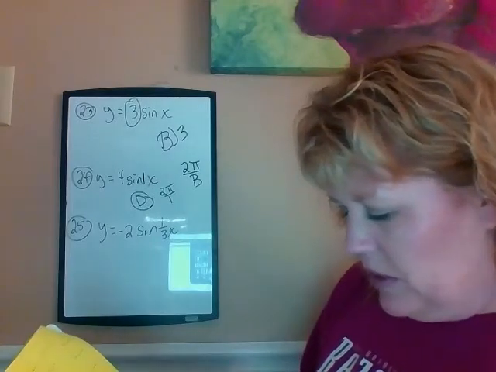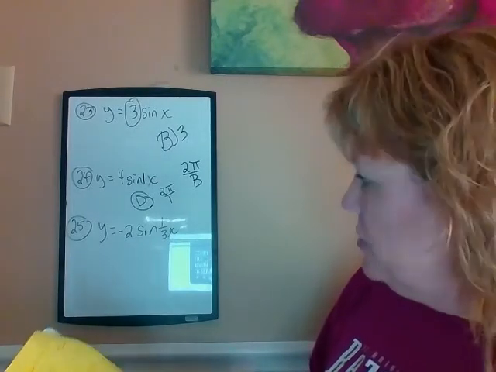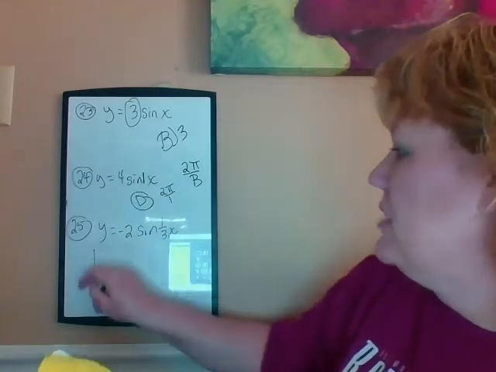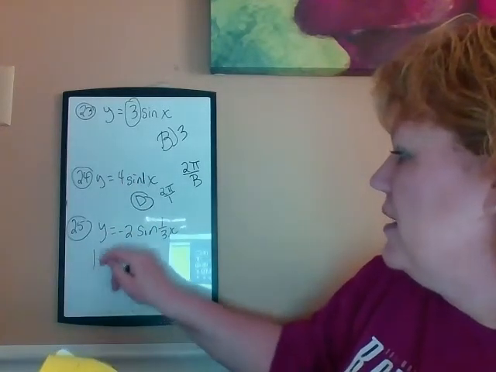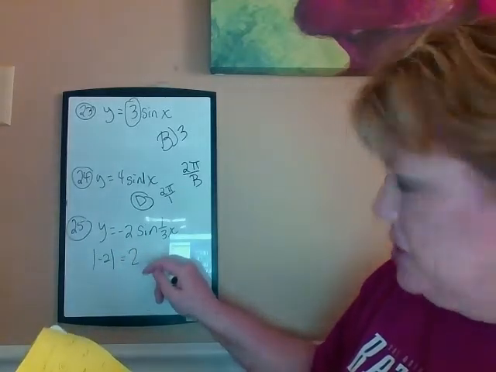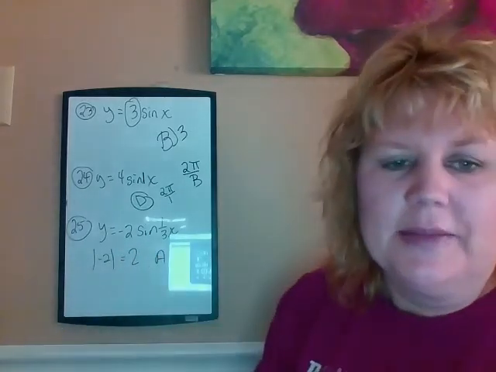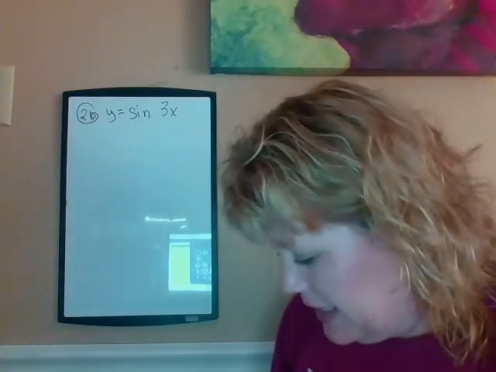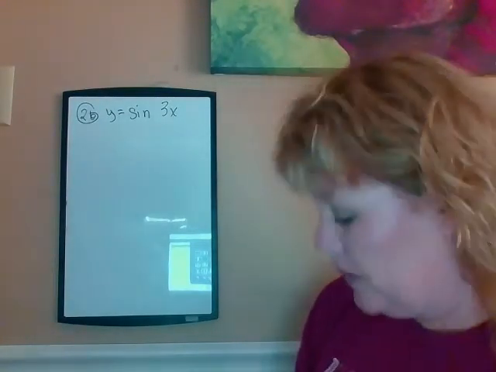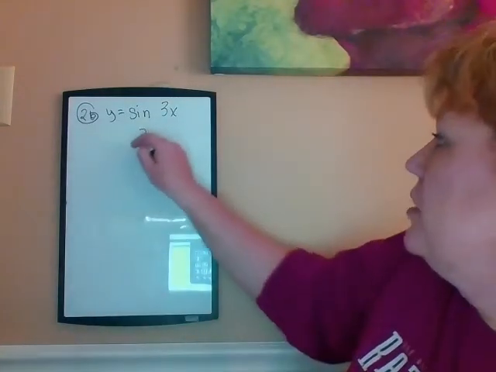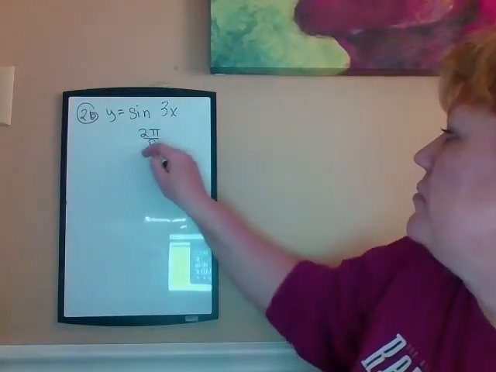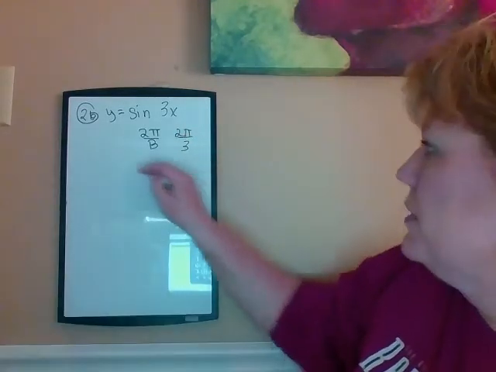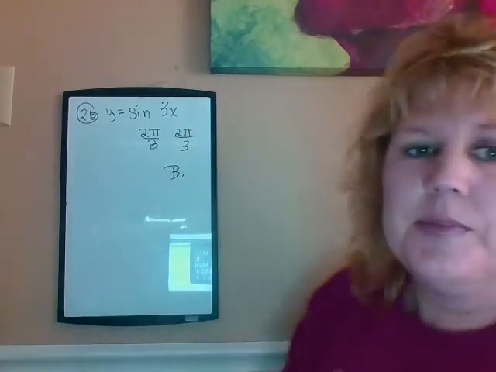25 says what is the amplitude? And this is a negative 2, but amplitude, I should have said up here, it's actually the absolute value of whatever's right there. So that's going to be 2, and that's answer choice A. 26 asks us to find the period of y equals sine 3x. And so to find the period, it's 2 pi over b. B in this case is 3, so it's 2 pi over 3. Answer choice B.